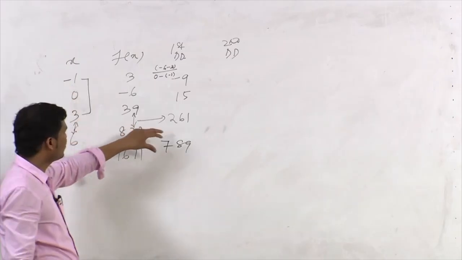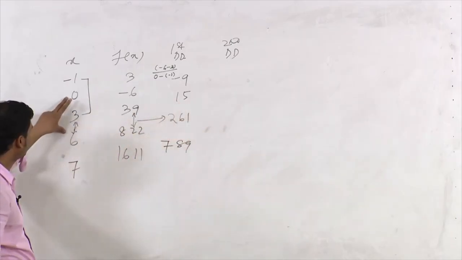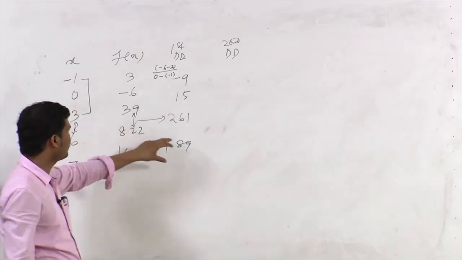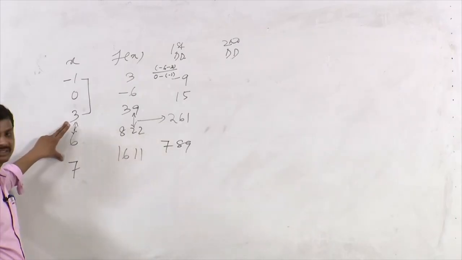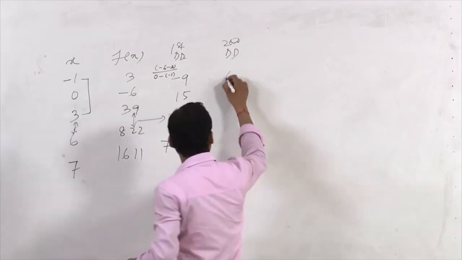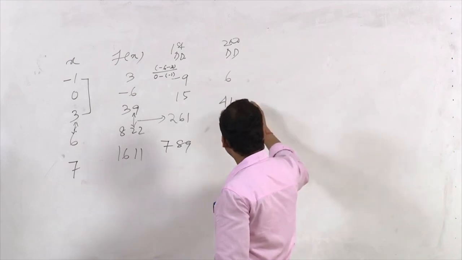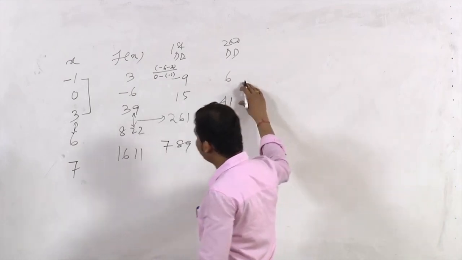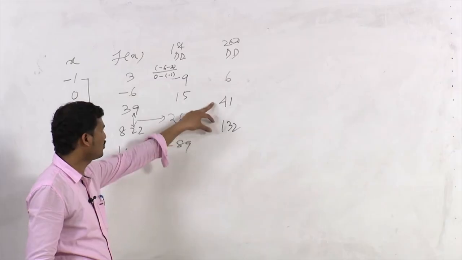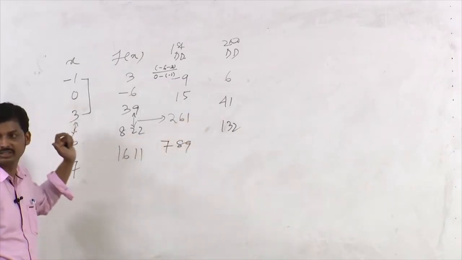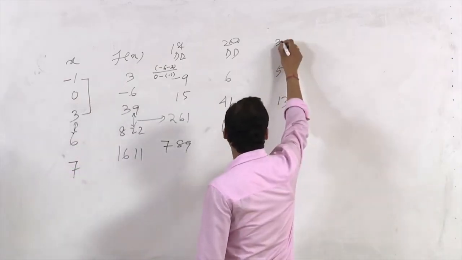Second, considering the divided difference of 261 minus 15, I have to consider the difference of 6 minus 0. The next one is 789 minus 261, divided by 7 minus 3. So the divided differences produce the values 6, then 41, then 132. Again, 41 minus 6 is divided by 6 minus of minus 1, and 132 minus 41 is divided by 7 minus 0. These values are 5 and 13, the third order divided differences.